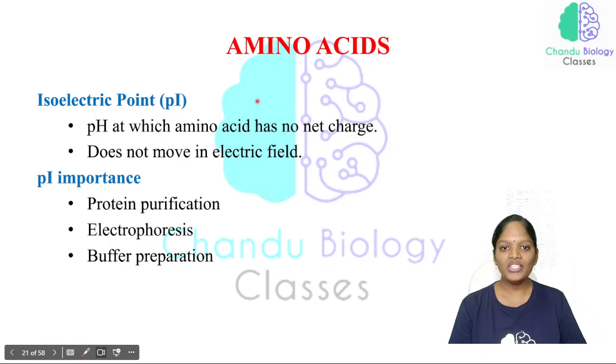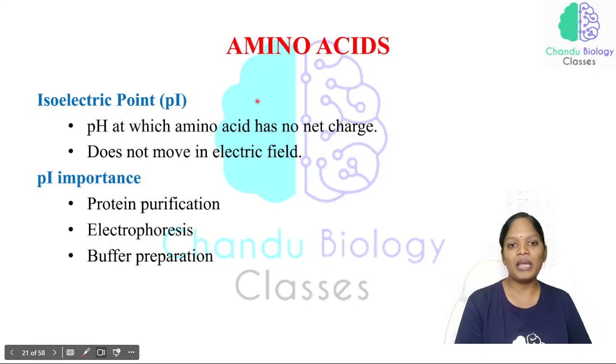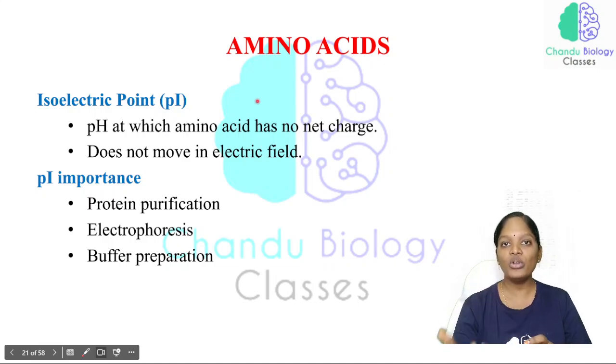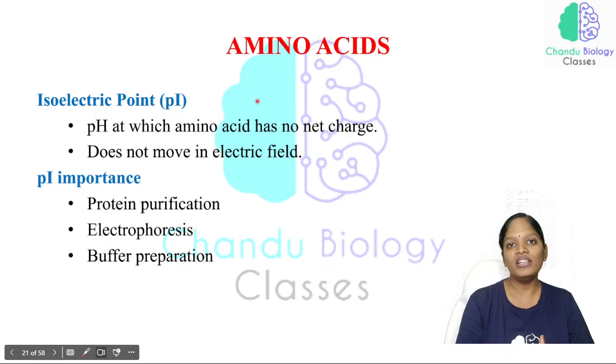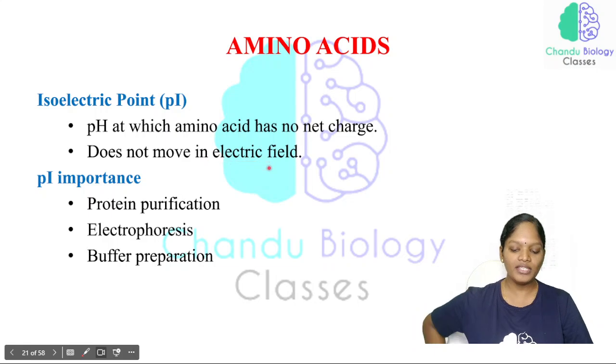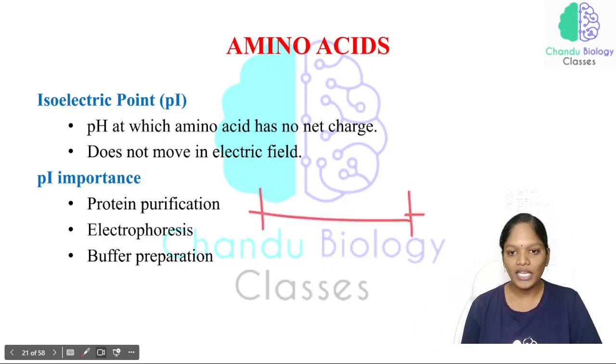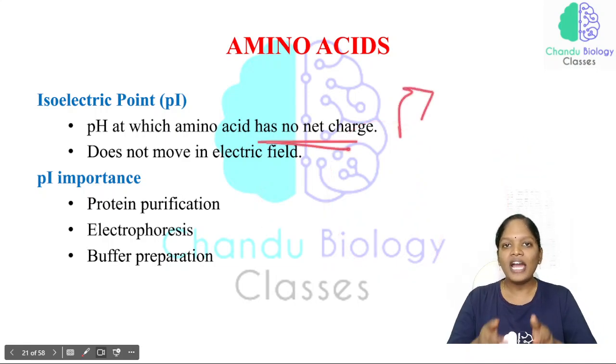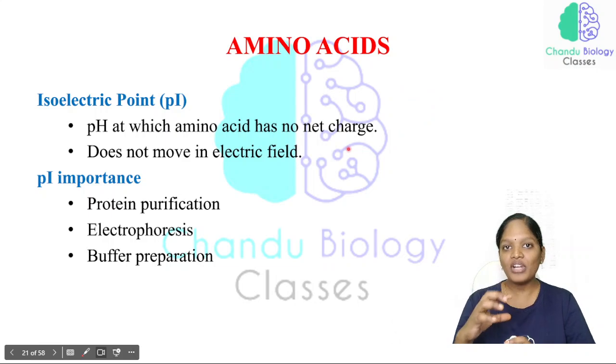The pH at which the amino acid has no net charge, that point is called the isoelectric point, where it does not move in an electric field. This is a very important thing to understand. Here this is 1, this is 7, and this is 12. At a particular pH, for example it may be 2 or 3, whatever it is, the amino acid acquires no net charge, and that will vary for each amino acid.